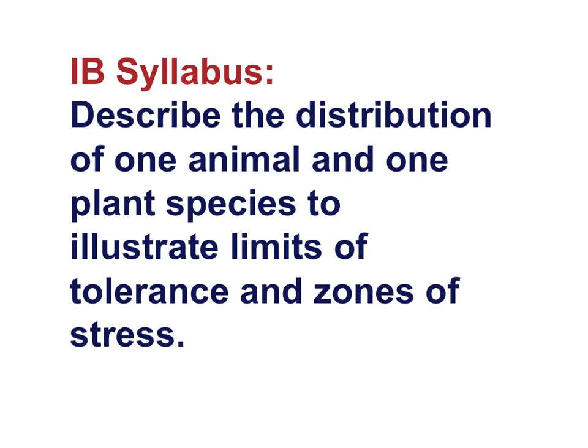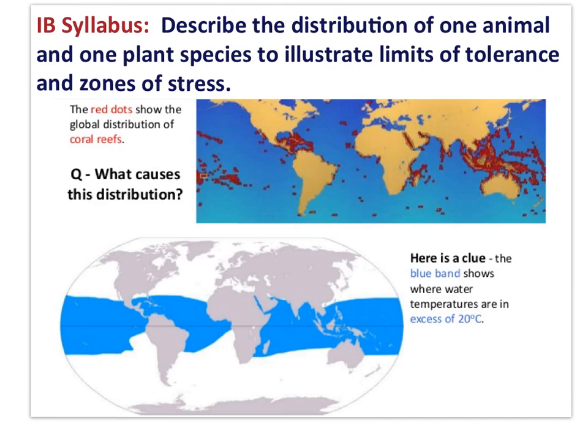So here's the relevant IB syllabus statement. Describe the distribution of one animal and one plant species to illustrate the limits of tolerance and zones of stress. You could go back one slide and look at the ryegrass or the sea barley to illustrate limits of tolerance and zones of stress. This slide displays the relationship of water temperature, here in the lower image, with the presence of coral species here in the upper image. Together, we can see that corals have a zone of stress that is outside of the tropics.